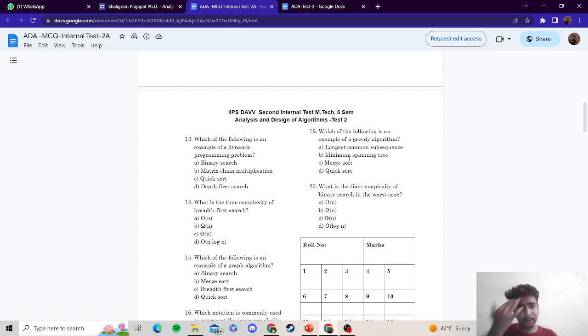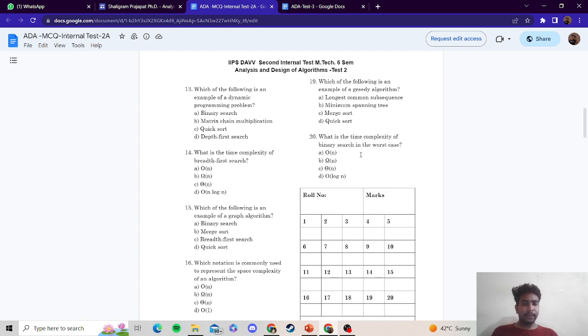Longest common subsequence, minimum spanning tree, merge sort, and quick sort. So minimum spanning tree is an example of a greedy algorithm. What is the time complexity of binary search in the worst case? So order of log n is the time complexity of binary search in the worst case.